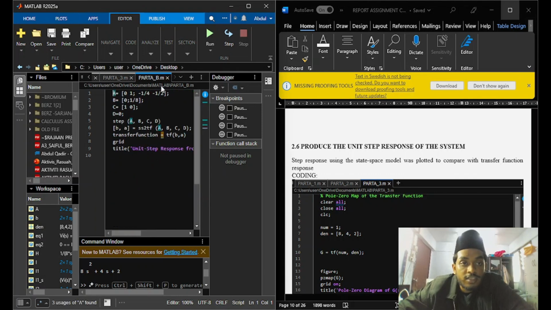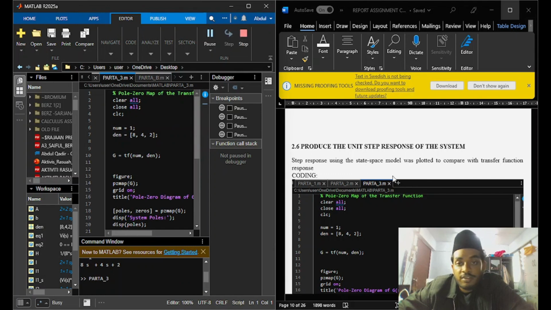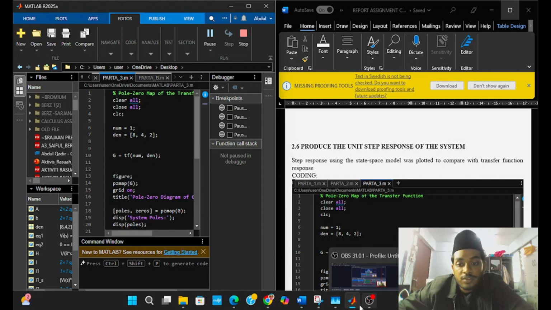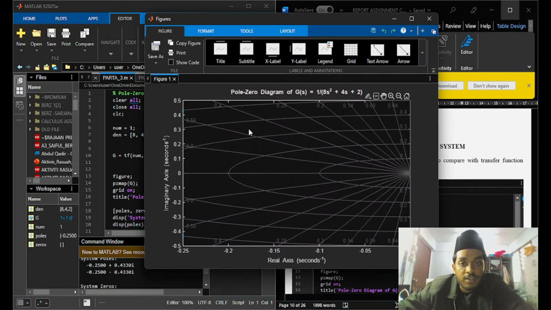So that is our next one, this one. I'm going to run it, and then it will perform the output. So as we can see, the output is... okay, I'm going to run this one. So the pole-zero diagram of G. This is our transfer function.